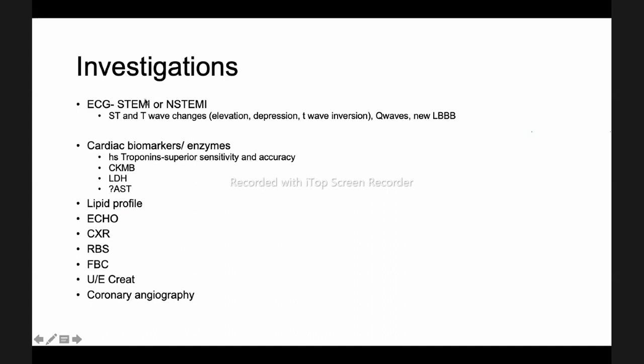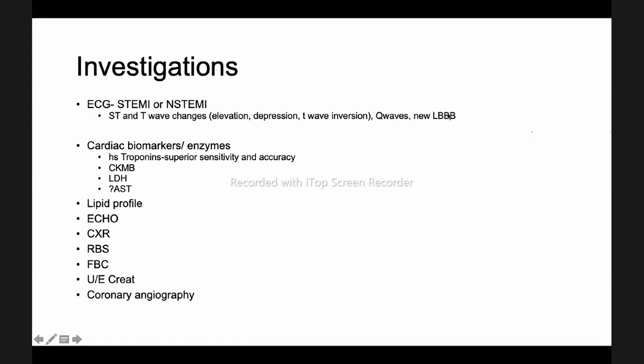So you do an ECG, you look at the ST and the T wave, they might be inverted, okay? But the ST segment is important because if it is elevated, then it's an ST elevation myocardial infarction. Then you might have Q waves, which will indicate myocardial scar. It means that the infarction has gone beyond just necrosis now. You have even formed a scar.